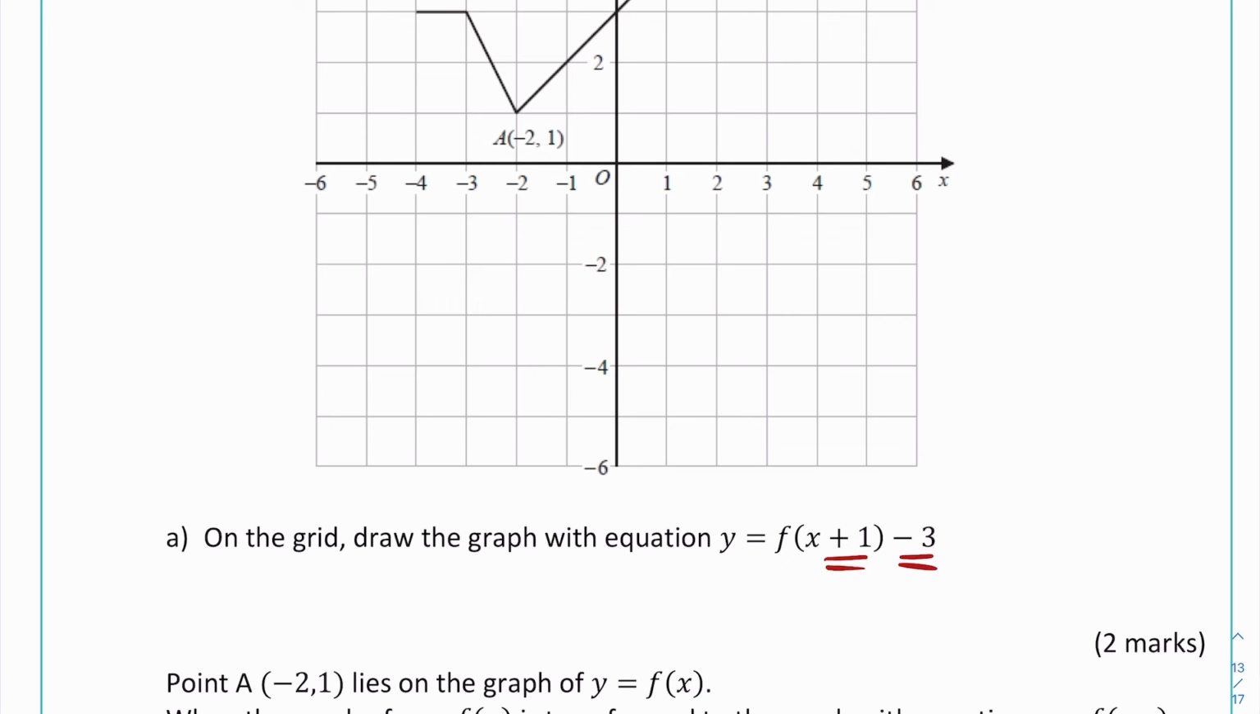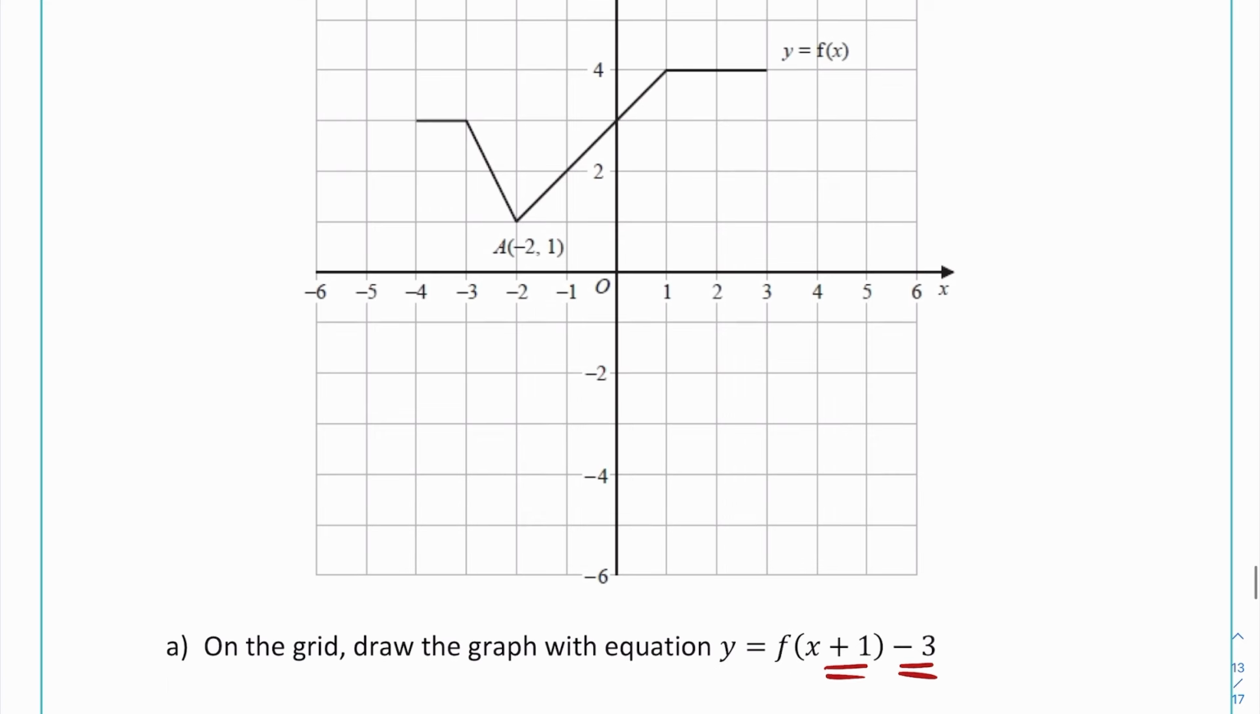Now anything inside the bracket affects the x coordinates, and it does the opposite of what you think. Anything outside the bracket affects the y coordinates, and it does exactly what you would think. So the easiest part to do here is the y coordinate, because that minus 3 just moves all the y coordinates down by 3. In the bracket though, that does the opposite. So rather than moving it +1 to the right, it actually moves it -1 to the left.